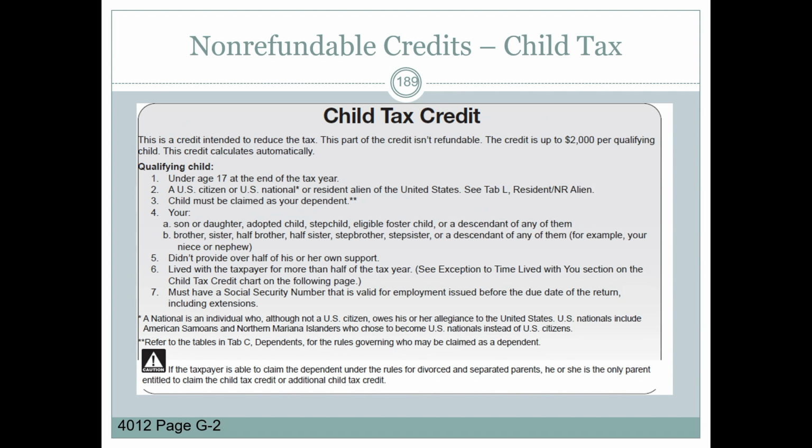Now, this is different from the dependent and child care credit, so don't get the two confused. If you turn to G-2 of the 4012, it contains information regarding the child tax credit. Now, this is a credit intended to reduce the tax. This part of the credit isn't refundable. The credit is up to $2,000 per qualifying child. And here again, based on the information that you have input into TaxSlayer, TaxSlayer automatically computes this credit.